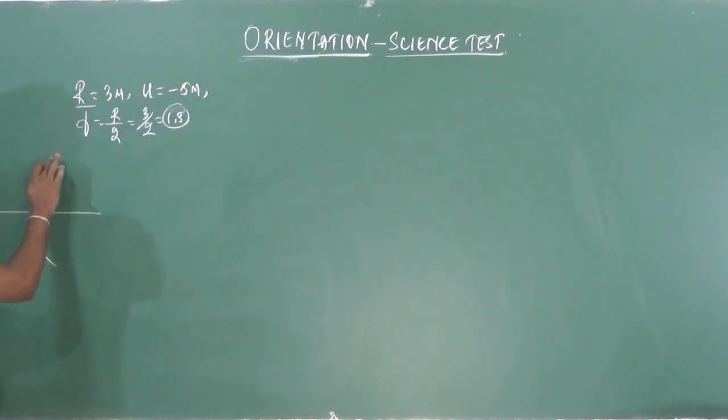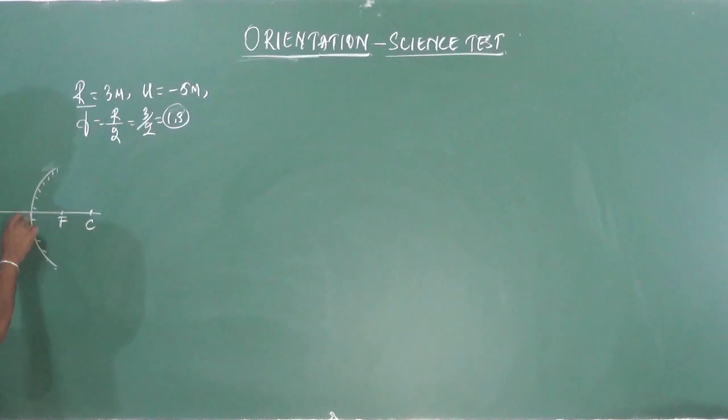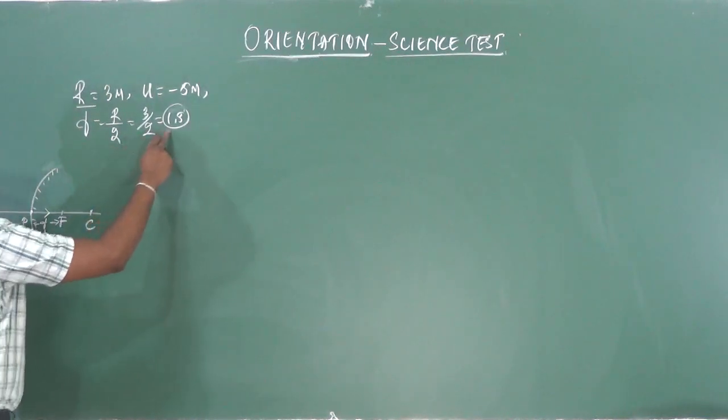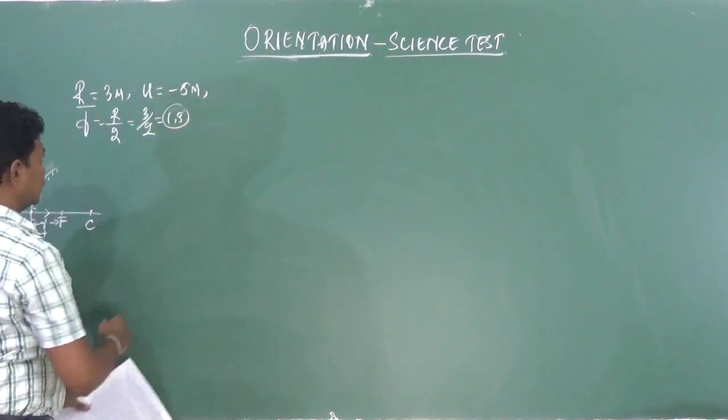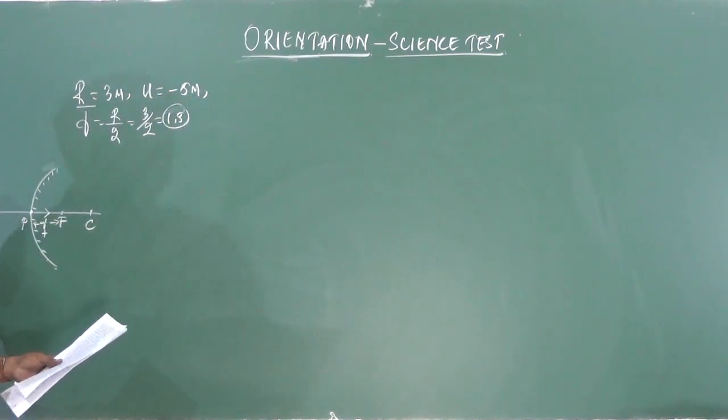So this is silvered at the inner surface. This is the center of curvature. This is the principal focus. This is the pole of the mirror. So the focal length is between F and P. Whatever we measure from the pole of the mirror in this direction, the focal length is positive in the case of a convex mirror. So f is plus 1.5, and u is minus 5 meters. That is the image.